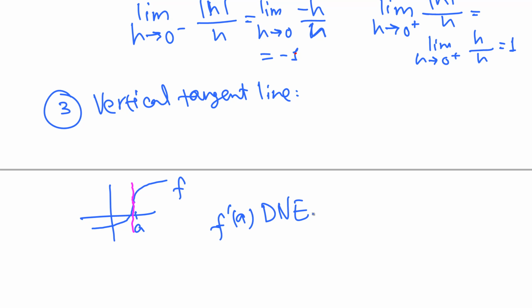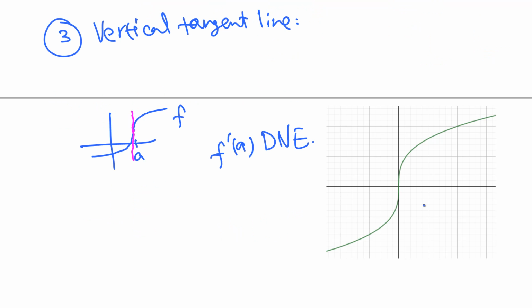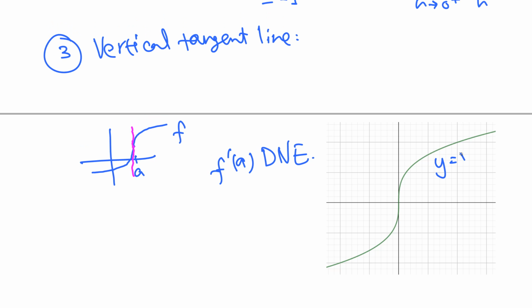Okay, let me show you another graph here. This is the graph of the function y equals cube root of x. When we graph this function at 0, we have something similar to this. Look at this graph. If we try to draw a tangent line at 0, then the tangent line will be a vertical line. So this function has a vertical tangent line at 0. So the derivative of this function, f prime at 0, does not exist. Okay, final.